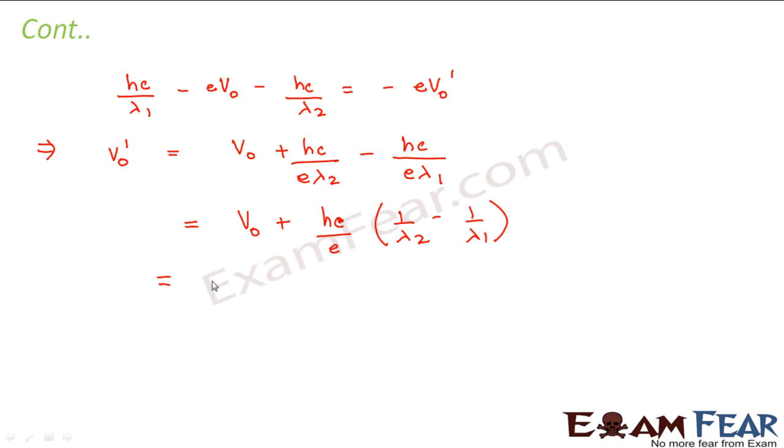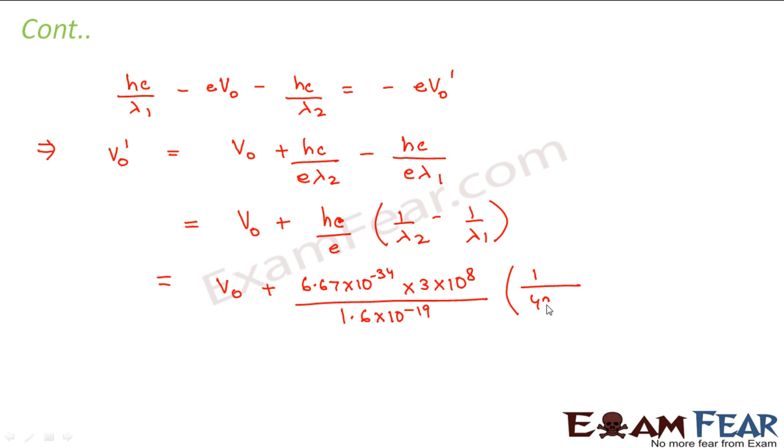So now we'll put the values. So we get V naught plus 6.67 into 10 to the power minus 34 into 3 into 10 to the power 8 divided by 1.6 into 10 to the power minus 19 into 1 by lambda 2, which is 427.2, minus 1 by lambda 1, that is 640.2.